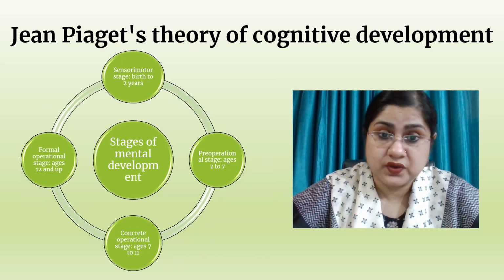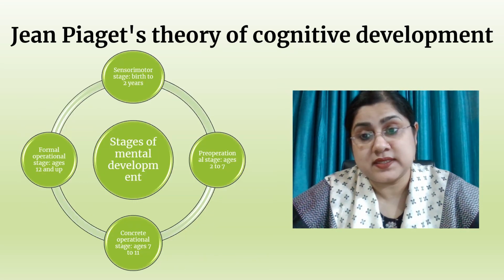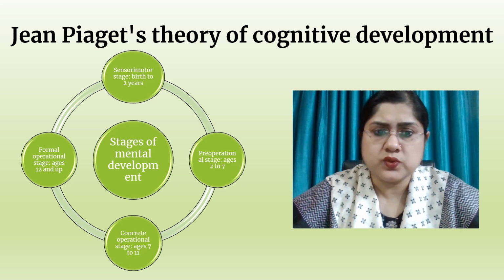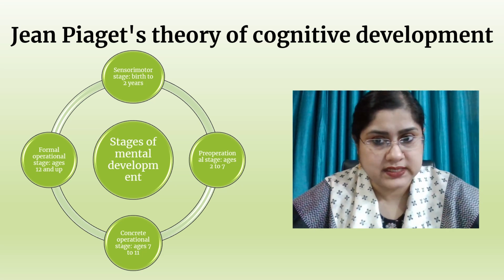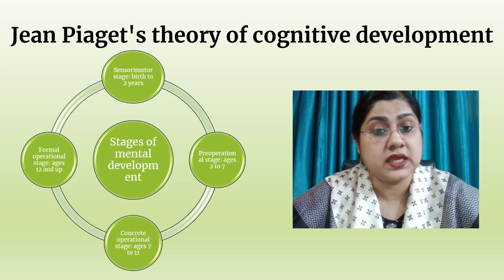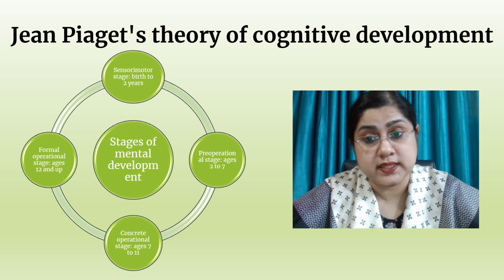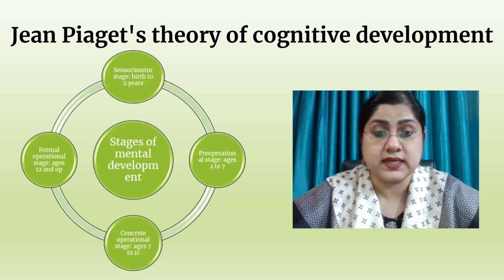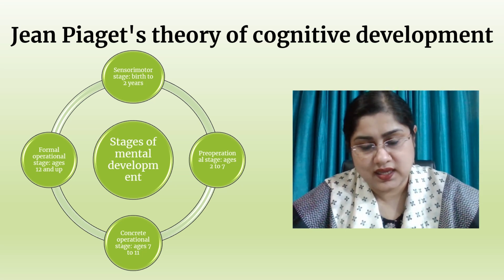Jean Piaget's theory of cognitive development suggests that children move through 4 different stages of mental development. His theory focuses not only on understanding how children acquire knowledge, but also on understanding the nature of intelligence.